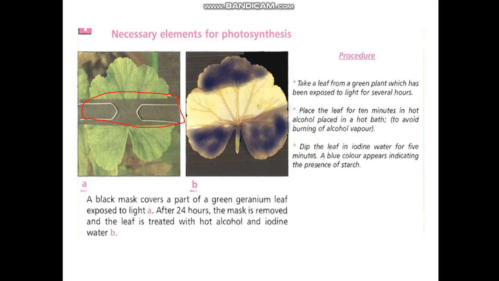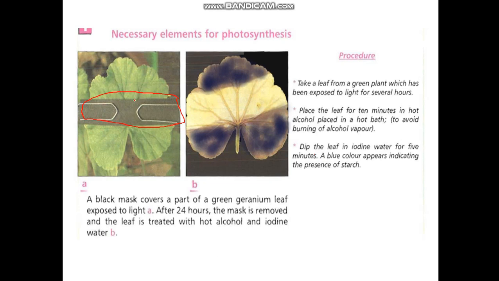Then you have to dip the leaf in iodine water for 5 minutes. Why do we dip the leaf in iodine water? To test the presence of starch, to see where the starch is present. This is what you had as a study from the previous period. So what is the posed problem here? Is light important for the production of the organic matter starch by photosynthesis?